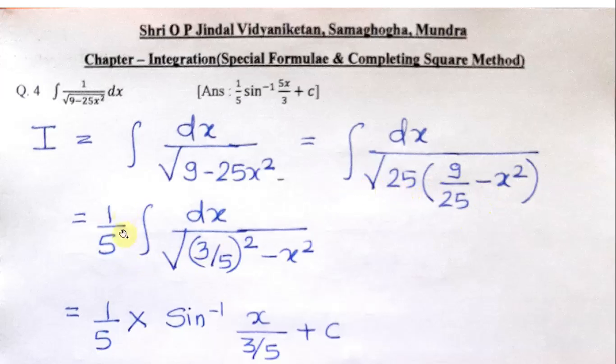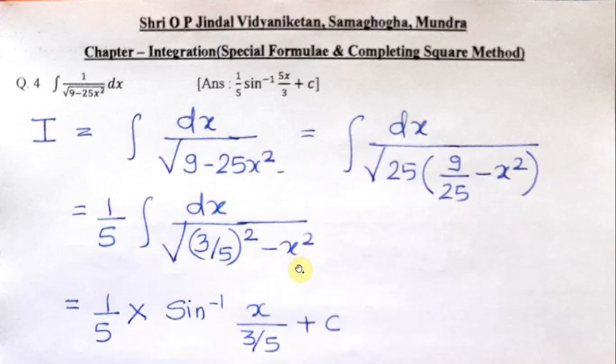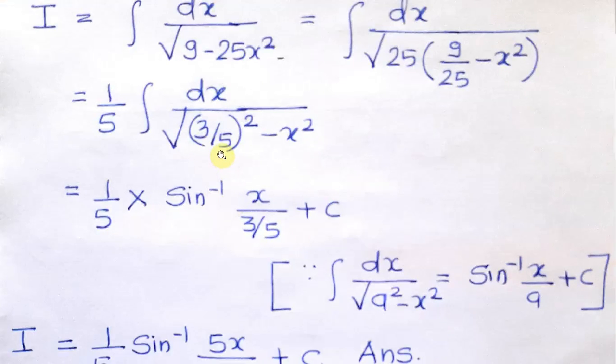So we can say the whole fraction will become 1 upon 5 because 5 is coming at the place of denominator. And 9 upon 25, as you can see here, I am writing as 3 upon 5 whole power 2. And then x square will be as it is. Now this particular integration, if you see, is in this form. Here 3 upon 5 will play the role of a, and x is my variable, that is coming as it is. So dx upon under root of a square minus x square is equal to sine inverse x upon a. So see, 1 upon 5 was coming as it is.